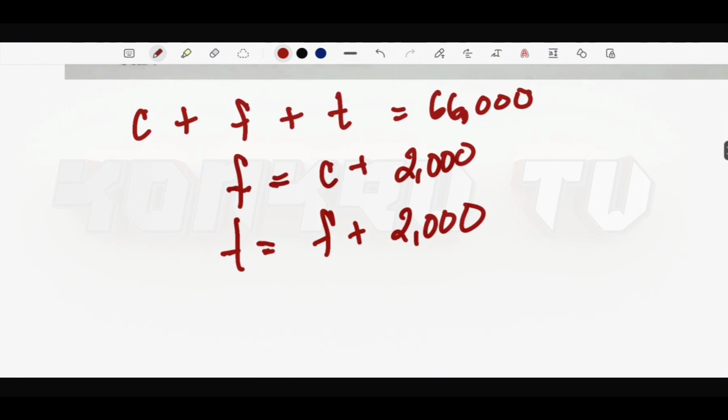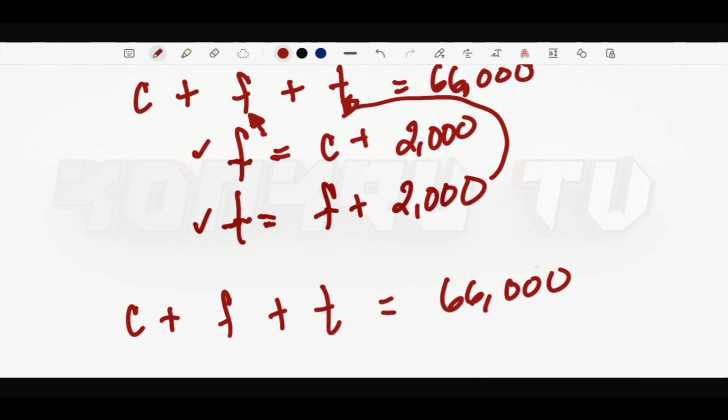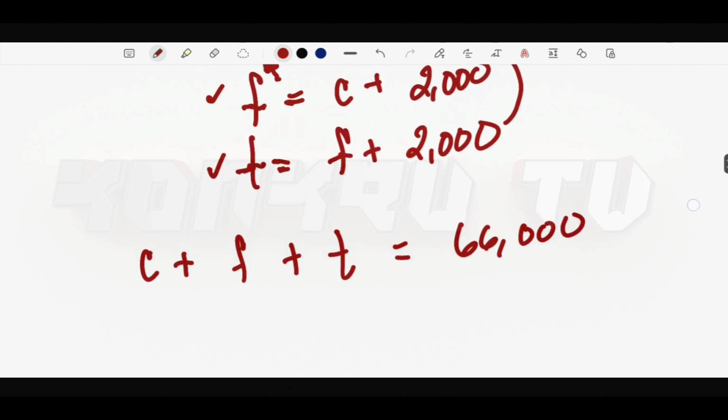Okay, so yan na yung ating tatlong equation. Kung mapapansin mo, meron tayong F is equal to C plus 2,000. Then Toyota, or letter T, is equal to F plus 2,000. So pwede natin gamitin yung substitution method. Pwede natin siyang i-substitute ito dito, and then yung T for here. Gamitin natin yung equation 1. So C plus F plus T is equal to 66,000. So again, gagamitin natin yung F.